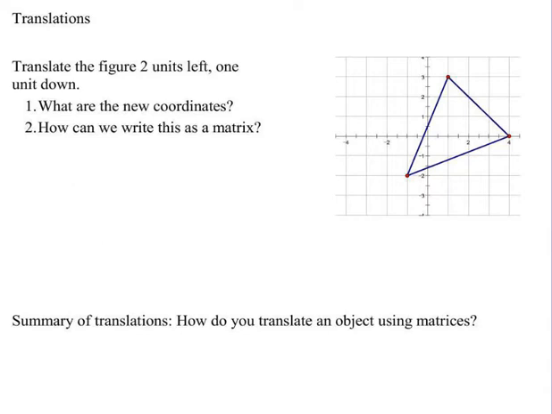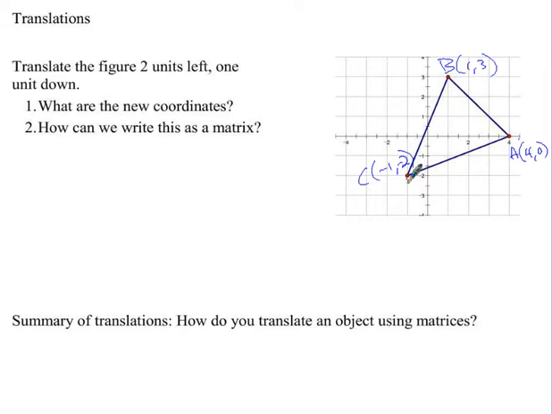Move all the points left 2 and 1 down. So let me put these ordered pairs on here again. I called this one A, this is (4, 0). This one I called B, and this was (1, 3). This one I called C, and that one was (-1, -2).